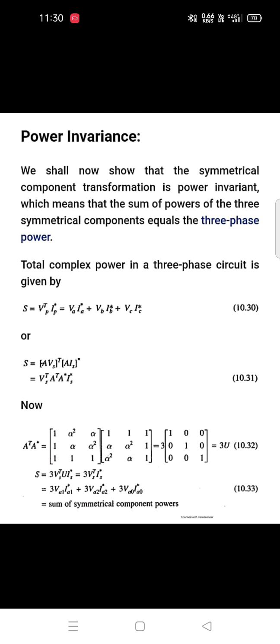Now for power invariance, the symmetrical component transformation is power invariant, which means that the sum of powers of the three symmetrical components equals the three phase power. So total complex power in a three phase circuit is given by the sum of VA, VB, VC, the A phase, B phase and C phase voltages, multiplied by the conjugate of the currents, V into I conjugate.